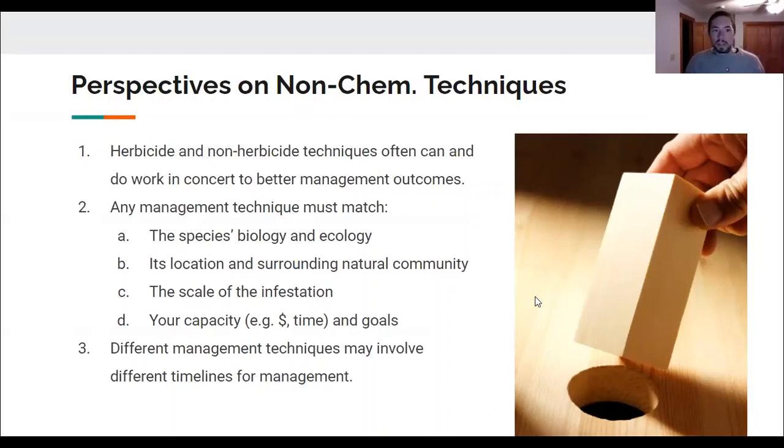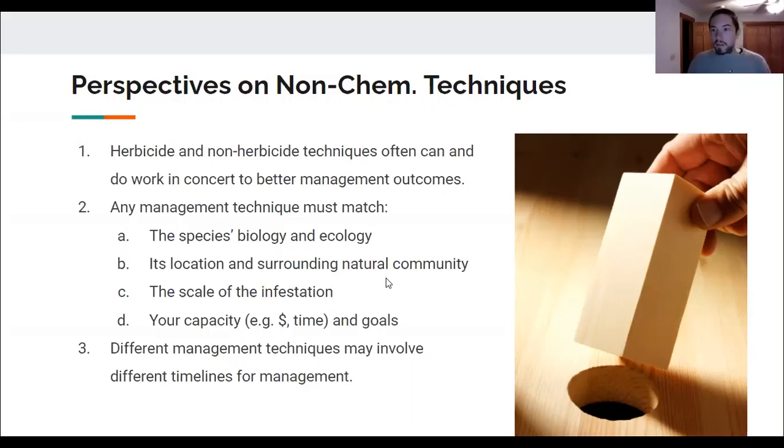The second perspective is that any management technique must match the species biology and ecology, its location and surrounding natural community, the scale of the infestation, and your own capacity. This is mainly your time, your money, and your management goals. If one of these isn't matched to the species and the technique, then you are less likely to succeed in managing that species. And finally, different management techniques may involve different timelines.